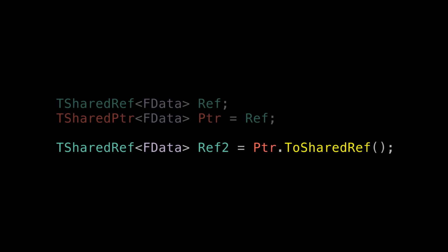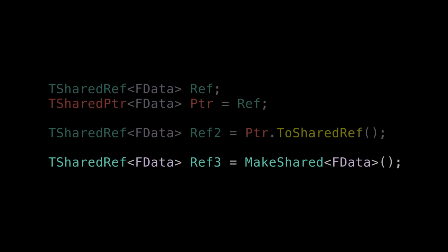Another thing I think is cool is that Unreal's make shared actually returns a shared ref. Unreal's like, we just allocated this. We know we have one. We know it's not null. So I'll give you back a type with a strong guarantee about that. Of course, it's kind of ignoring that allocations can fail, such is life.